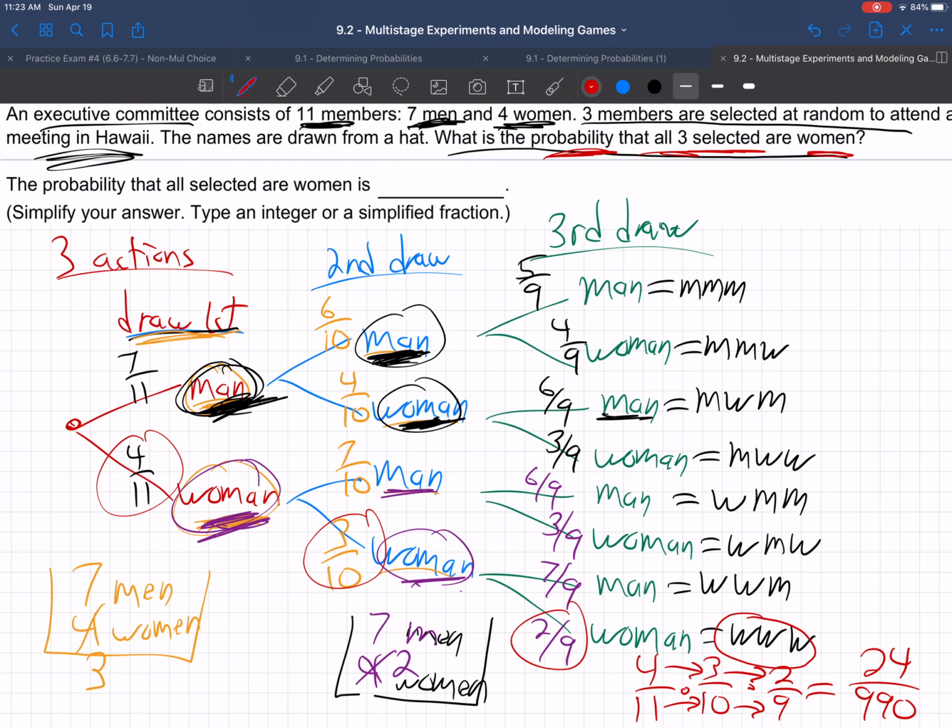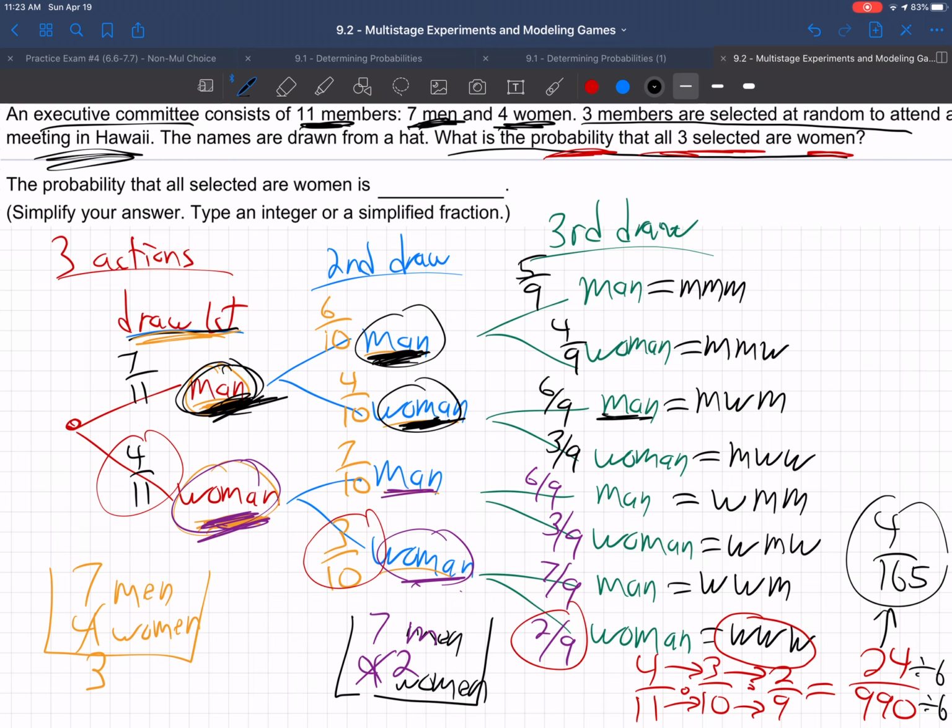And then you've got to reduce that fraction. You can divide top and bottom by, I guess, 6. So then you get 4, and let me see, if you divide by 2 and 3, divide by 6. I don't know what that is. Let's use my calculator. So 990 divided by 6, I'm getting 165. 4 over 165. So that's the reduced fraction.